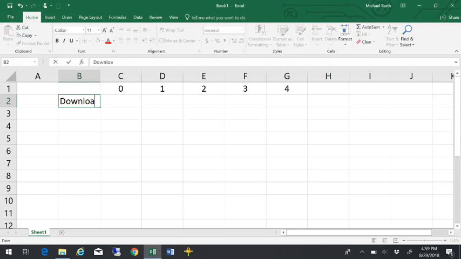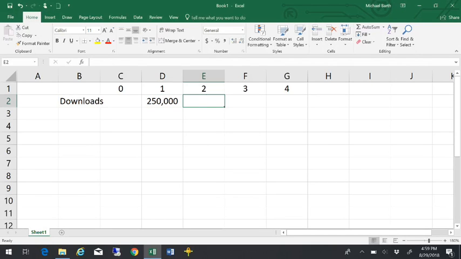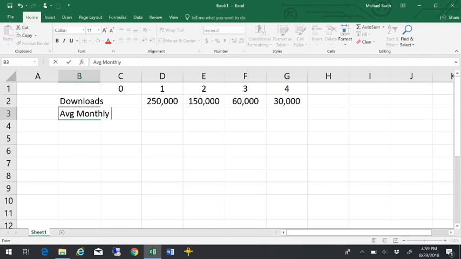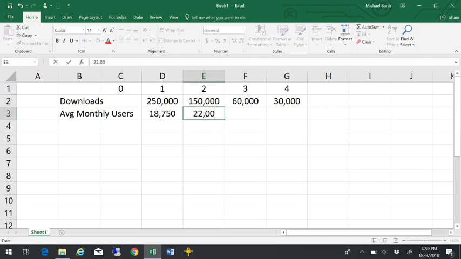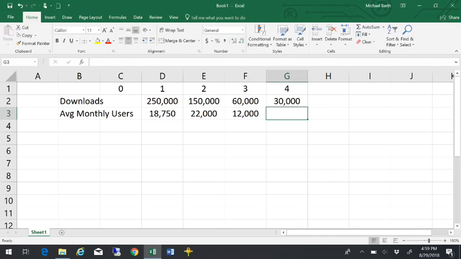So this is downloads. Of course, you don't have any in year 0, but downloads: 250,000 in year 1, 150,000 in year 2, 60,000 in year 3, and 30,000 in year 4. Then we assume it's just going to wither away and die. The average monthly users per year. Okay, that'd be 18,750, 22,000, 12,000, and 8,000.